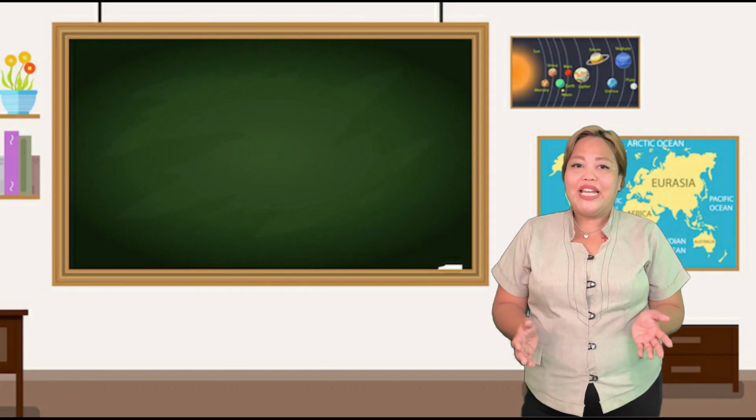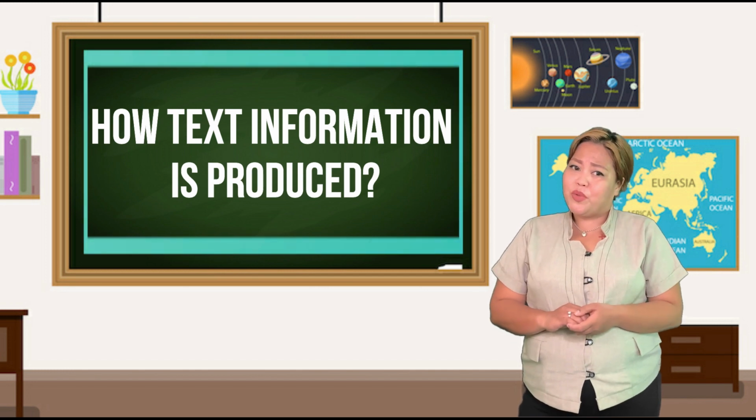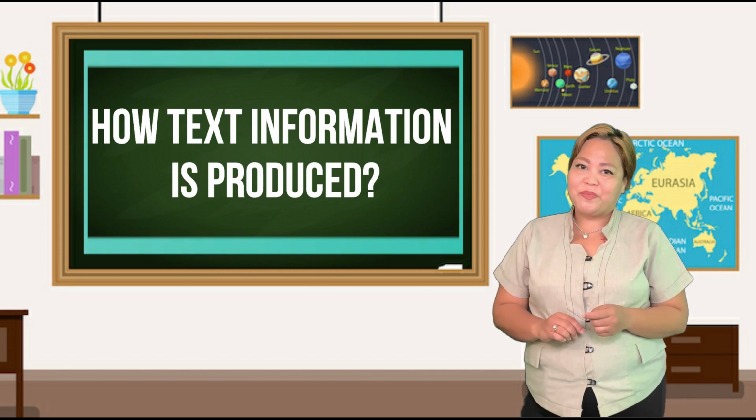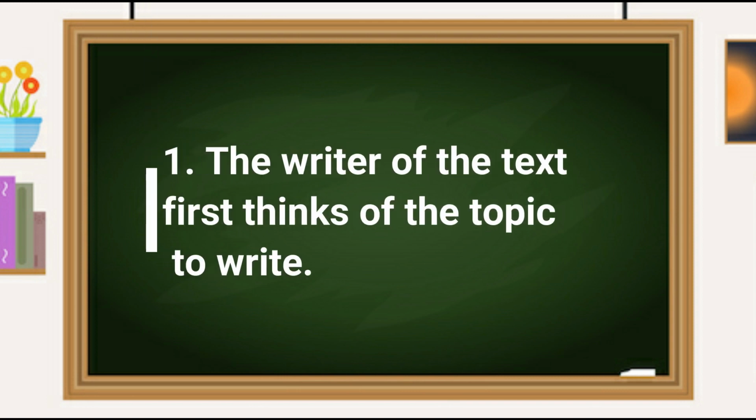We have done defining text information, but how do you think this text information is produced? Let us find out. Text information is produced through the following steps. First, the writer of the text thinks first of the topic to write.